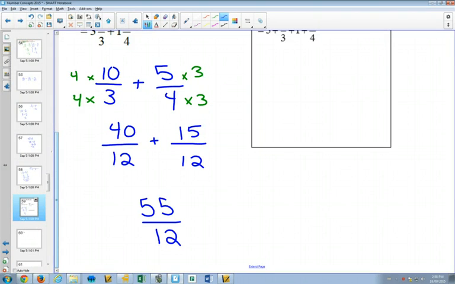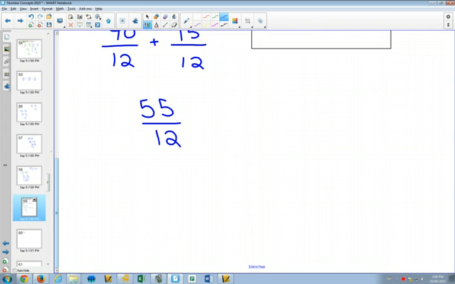If we wanted to, we could change it back into a mixed fraction. How many full 12s are there in 55? 1, 2, 3, 4 of them. 4 12s makes 48. So we'd have 4 full ones, and there would be 7 left over. So this is equal to 4 7/12.